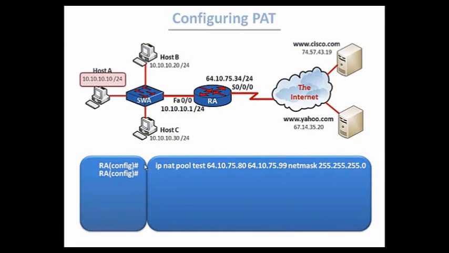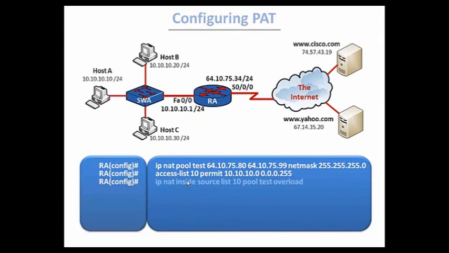Then we have to type an access list, and based on host A's IP address, the access list would look like: access-list, the access list number, permit, the network 10.10.10.0 with a wildcard mask 0.0.0.255. After that, the command ip nat inside source will have list 10, the pool will be the test pool, and then the keyword overload that does everything. Again, list 10 comes from the access list number, and the pool test comes from the actual pool that we have specified with the public IP addresses. And the keyword overload makes dynamic NAT into PAT.